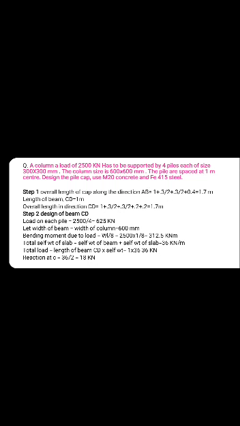Step 1. The overall length of cap along the direction AB is 1 plus 0.3/2 plus 0.3/2 plus projection 0.4 on both sides, equal to 1.7. The length of CD is given as 1 meter. The overall length in the direction of CD is 1 plus 0.3/2 plus 0.3/2 plus 0.4, which is 1.7 meter.